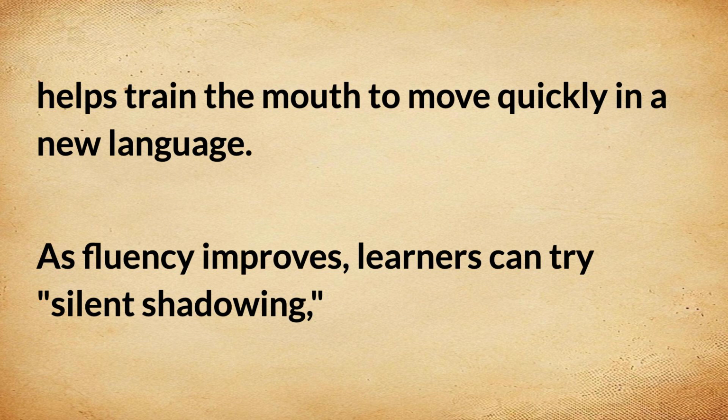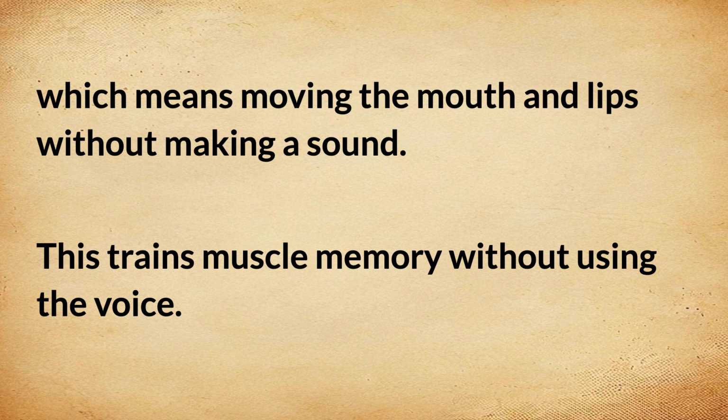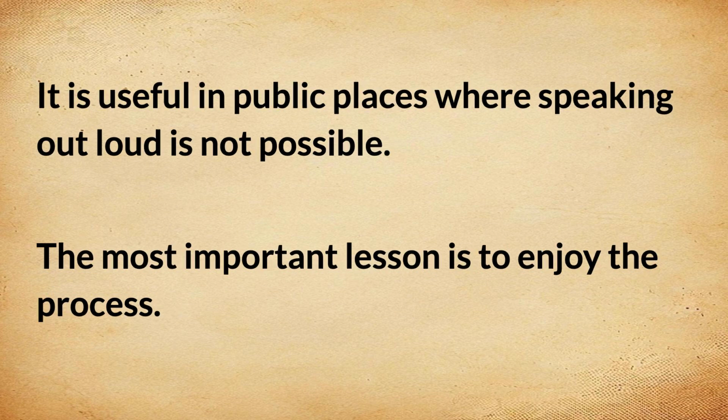As fluency improves, learners can try silent shadowing, which means moving the mouth and lips without making a sound. This trains muscle memory without using the voice. It is useful in public places where speaking out loud is not possible.